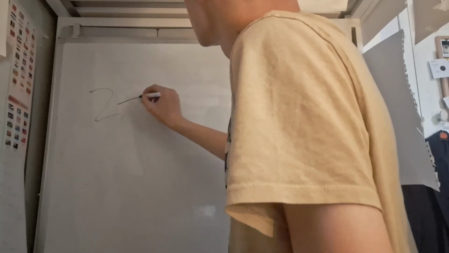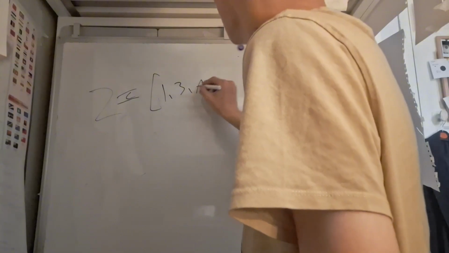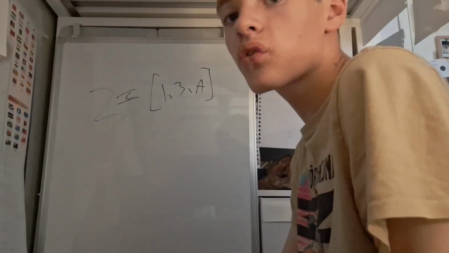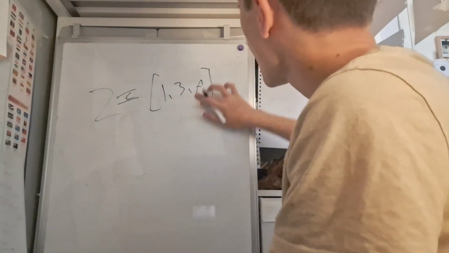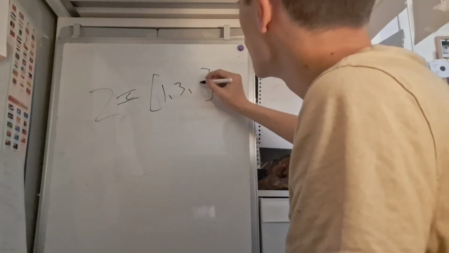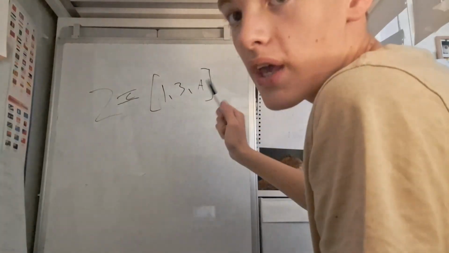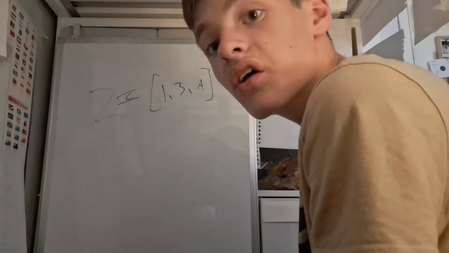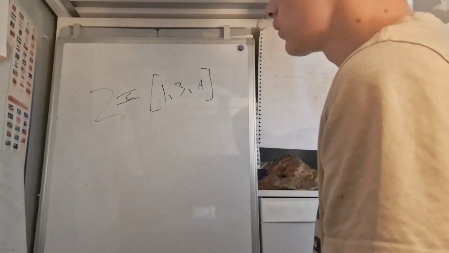And remember how I said sets can be a part of other sets? So let's say we have some set Z, which contains 1, 3, A. An important thing to know about sets is they cannot contain something more than once. Like, I couldn't have another 1 here. That is impossible. It is not allowed. So 1, 3, and A. And from this, we then know that A does not contain 1 or 3. I'm pretty sure. Yeah, I think so.